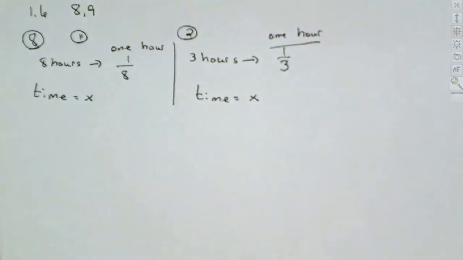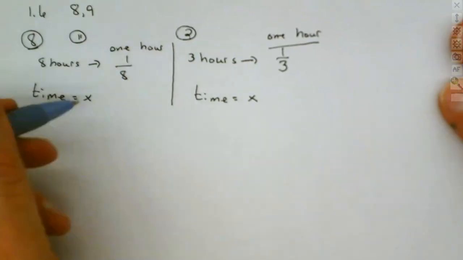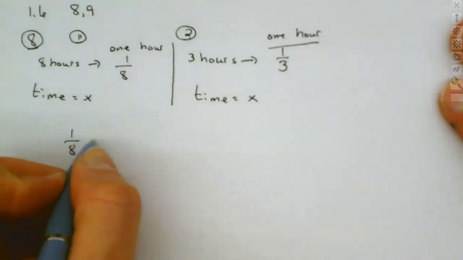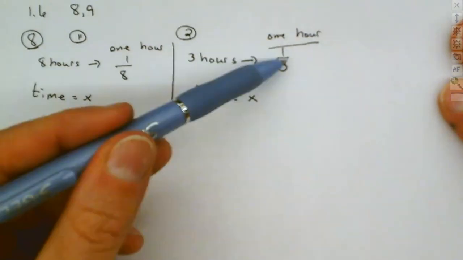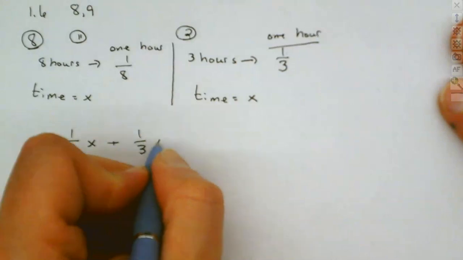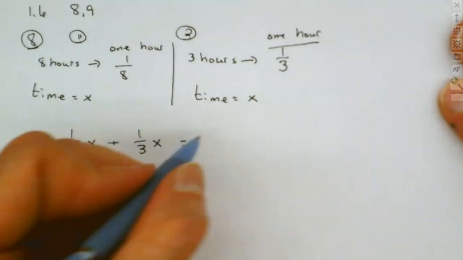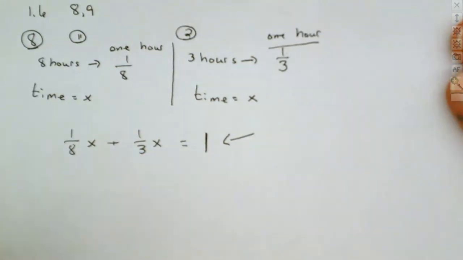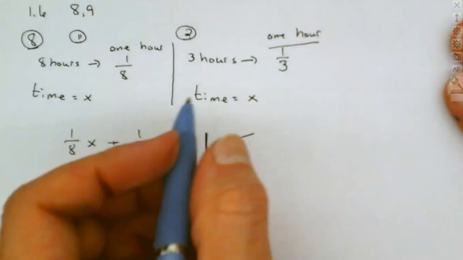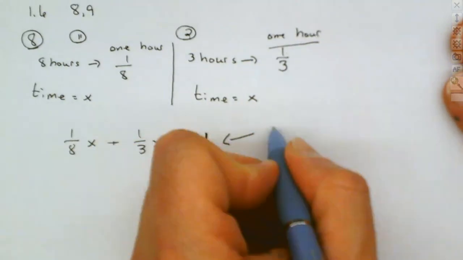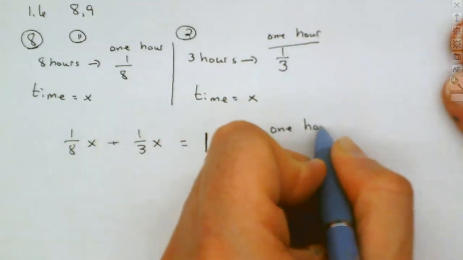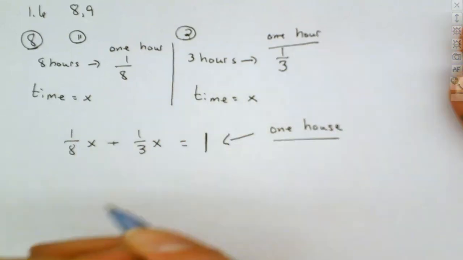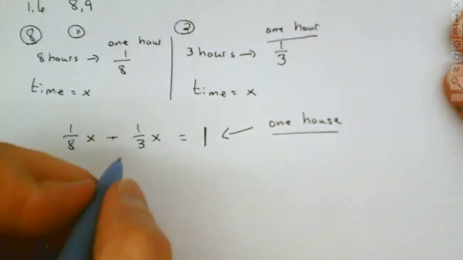Now, what are they doing? Okay, they are helping each other, right? So this is going to be addition. We put them together. So we put these together as 1/8 x. And putting these together, that's 1/3 x. And what does it equal? Always, always on these work-related questions, it equals 1 because that is 100% or 1. Clean one house. It is always, always going to equal 1.